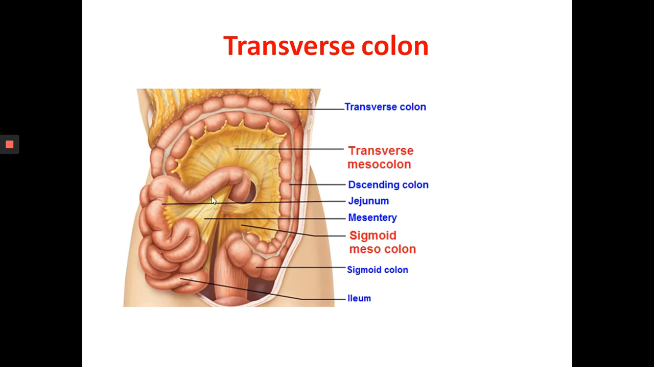Then sigmoid colon. When the colon begins to turn medially, it becomes the sigmoid colon. This is around 40 centimeters long. It is located in the left lower quadrant of the abdominal viscera. That gives the sigmoid colon its characteristic S shape. That is why it is called sigmoid colon. It is attached to the posterior pelvic wall by the sigmoid mesocolon.